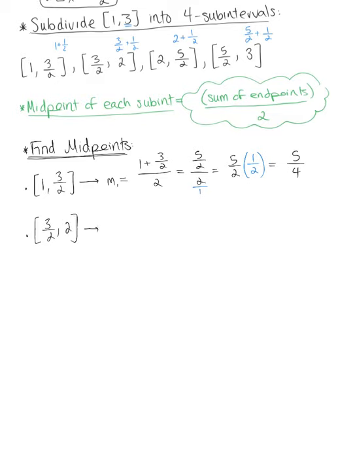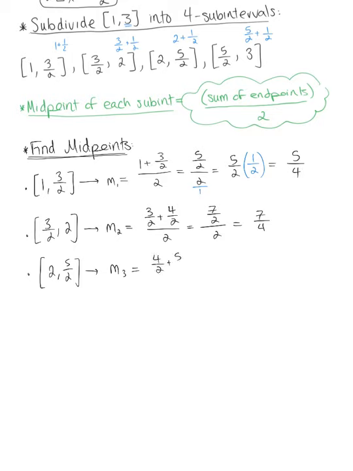In our second subinterval, our second midpoint is going to be 3 halves plus 2, or you can think about that as 4 halves, all divided by 2. That's 7 halves divided by 2, which gives us 7/4. So that's our second midpoint. Our third midpoint, in the third subinterval from 2 to 5 halves, is going to be 2 plus 5 halves, or 4 halves plus 5 halves, all divided by 2. So we have 9 halves divided by 2, which gives us 9/4.